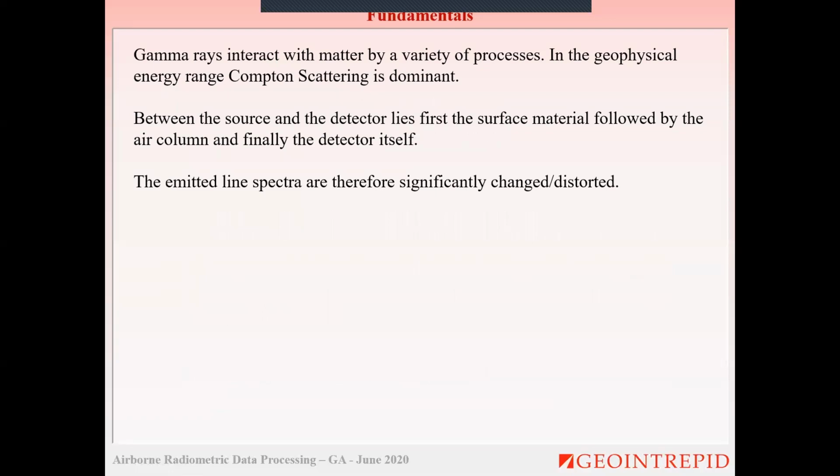So gamma rays, as I said, interact with matter by a variety of processes. In the geophysical energy range, Compton scattering is the dominant one, and between the source, which is the ground, and the detector is first the surface material or the source itself, followed by the air column, and finally the detector itself. The emitted line spectra are therefore significantly changed.